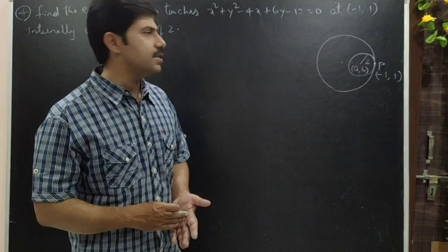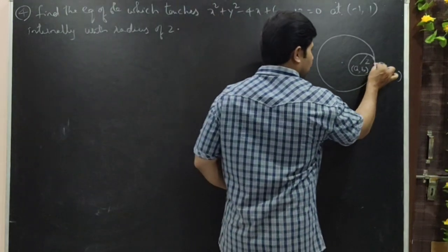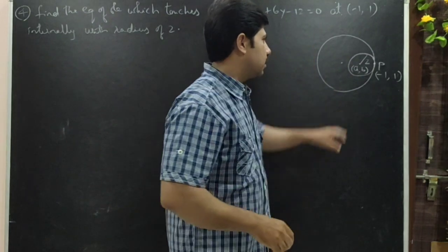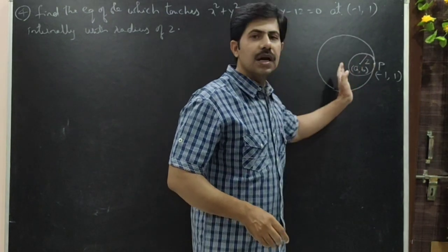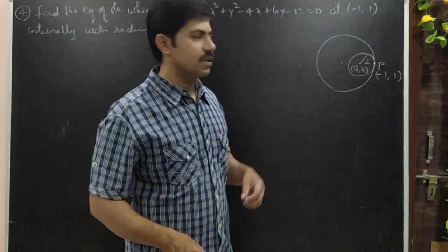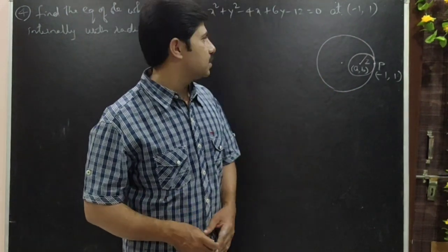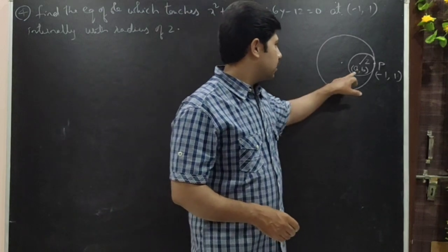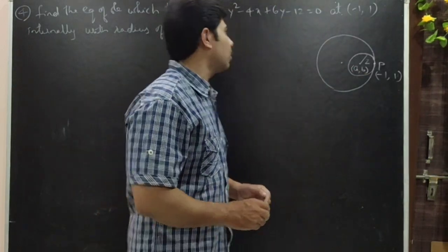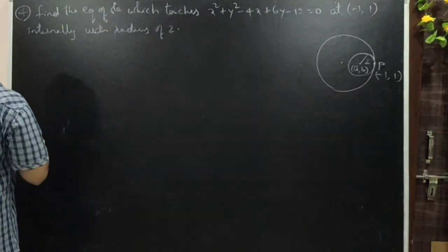Why is it called ECS? Because this point of contact lies away from the two centers. So this is called ECS. So here, using ECS, we have to find out the center a comma b. Okay. So first what we do is we write the given equation of circle.